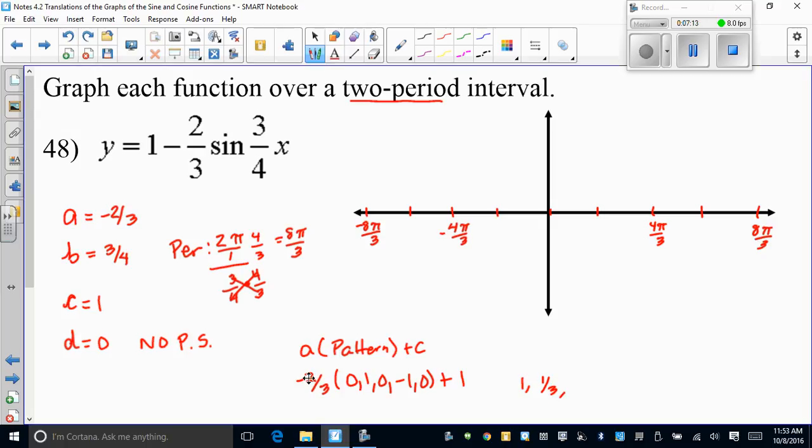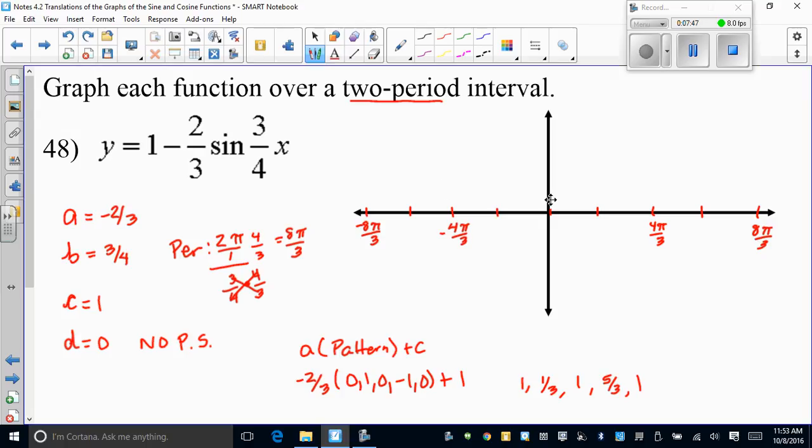Negative 2/3 times 0 is 0 plus 1 is 1. Negative 2/3 times negative 1 gives me positive 2/3 plus 1 gives me 1 2/3 or 5/3. And 0 again is going to give me 1. Notice that all of your zeros just turned into your C value. So these are always going to be positive, because of that plus 1.